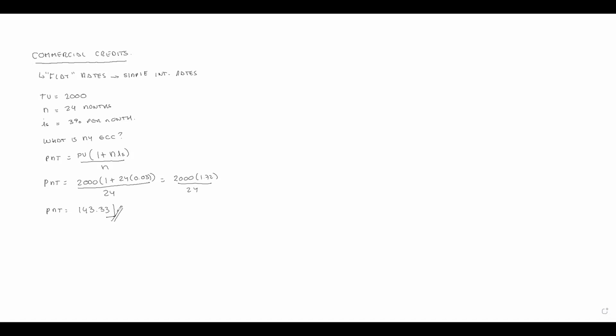Okay, so now my question for you guys is the following. What is your effective cost of capital? Indeed, what is the effective monthly interest rate that you're paying? How do you do this analysis, guys? Well, you do your cash flow, right? So your cash flow is going to be: I received something that is worth $2,000, and I will be making payments of 143.33 for how many periods? For 24 months. Yes or no?